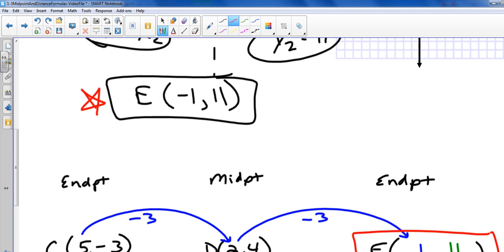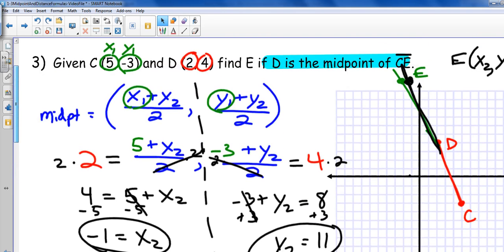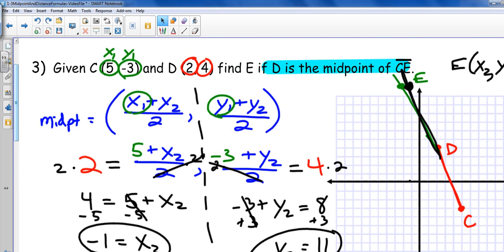Still showing your work. You're just not doing all the algebra work, but you're definitely using the concept of the midpoint is exactly in the middle. Okay, that's a basic example for both, plus I tacked on this harder example for you to take a look at. Hopefully that helps with using those two formulas.